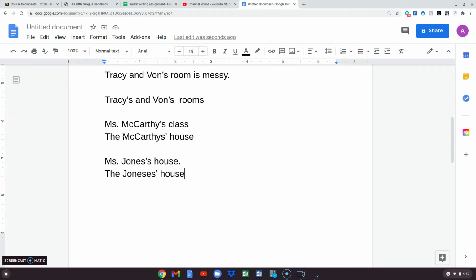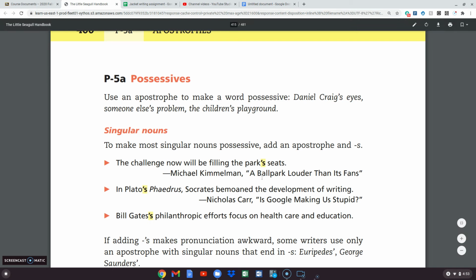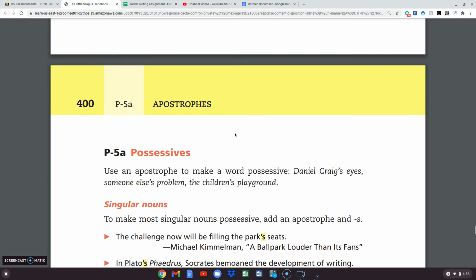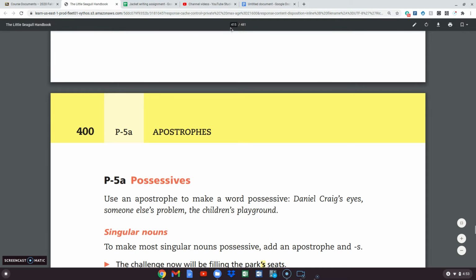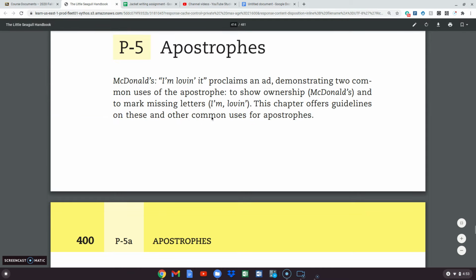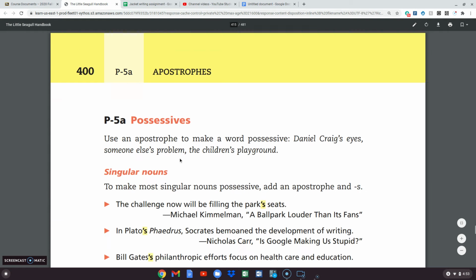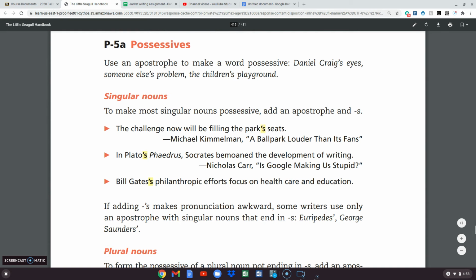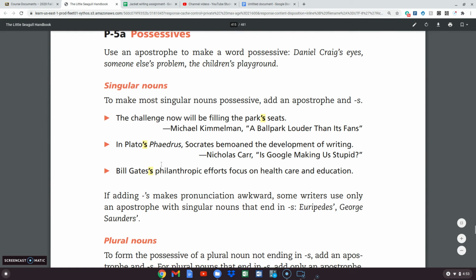So this is probably one of the hardest examples right here. I want to show you, I've already pulled it up in the Little Seagull Handbook that you find in course documents. You can go to page 399, that's 415 on the actual PDF, and it shows you these slang examples like "I'm loving it," which was on the old McDonald's ad. But notice McDonald's does have an apostrophe in it because the last name of the person who founded it was McDonald, and an apostrophe S. So notice these examples they're giving you: the park's seats, Plato's Republic, and here's Bill Gates. That's just like the Jones example that I had.